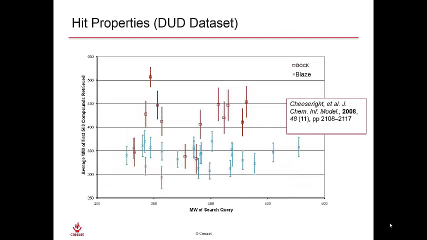An important consideration in assessing the performance of any virtual screening method is the nature of the molecules retrieved. Looking at the top 500 compounds retrieved by Doc and Blaze, we examine the molecular weights against that of the search query. Blaze consistently returns lower molecular weight molecules, and there's only a slight increase in the molecular weight as the molecular weight of the search query increases.